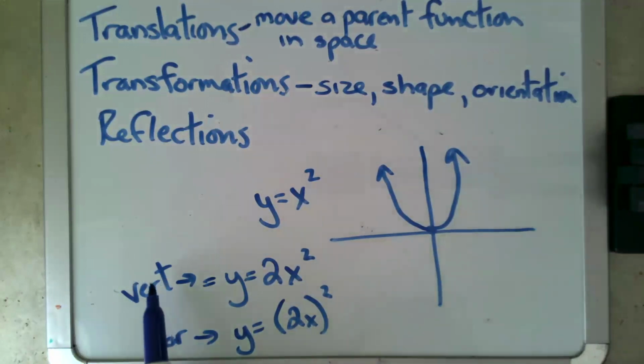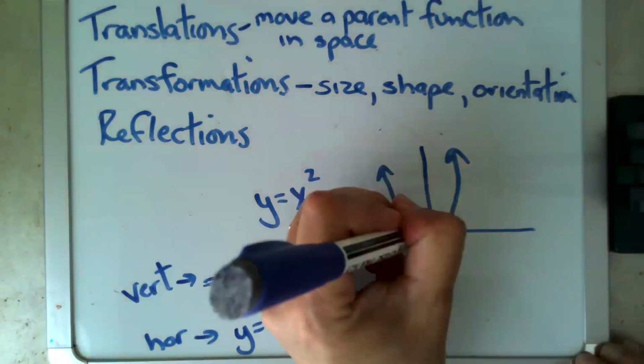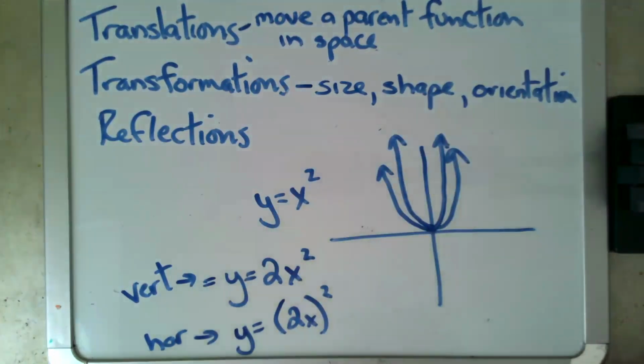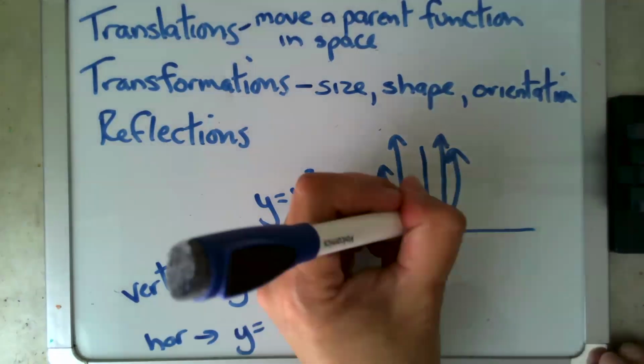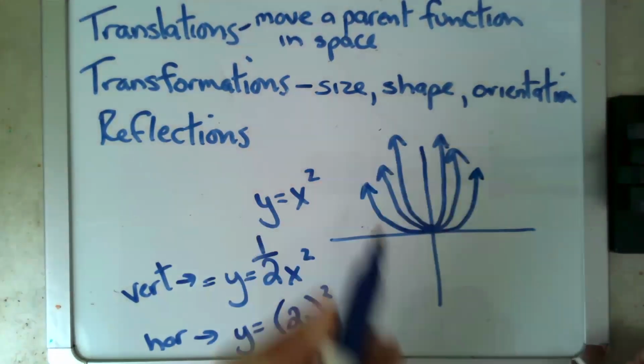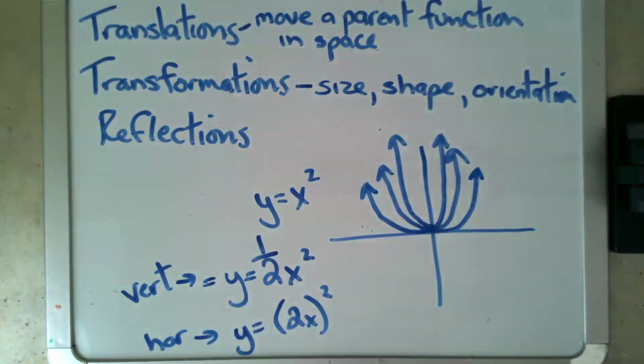So a vertical transformation of 2 means I am stretching this function by a factor of 2. Everything is going up faster. And then if instead of 2, this said 1/2, then I am shrinking this. So everything is going to go up more squatly.